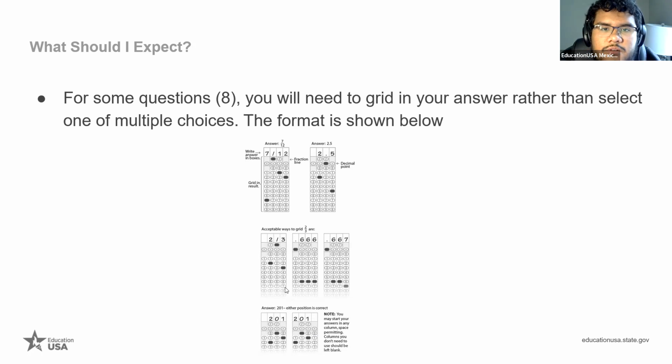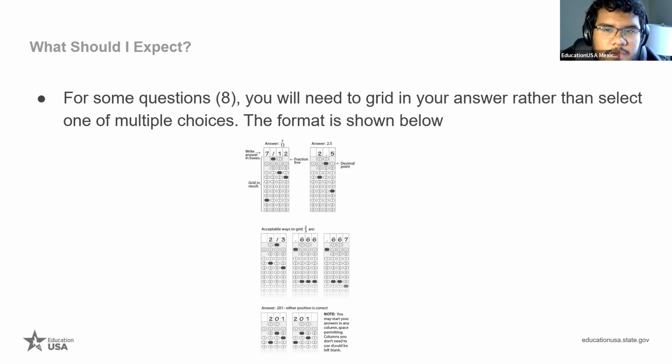Diego, you have a question? You can speak. In none of these questions will we be asked to write a justification, right? We don't have to prove the answers or write anything except the number, right? Yeah, so for the math questions, you won't be expected to prove your answer or necessarily show your work.